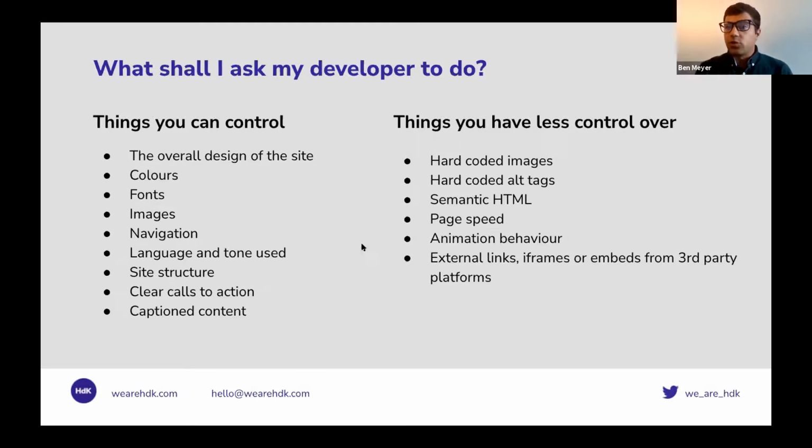So the things you can control are things like the design and look of your site. You might want to check that your colors are compliant with the guidelines, making sure your fonts are easy to read and not too big or too small, making sure the images have captions and are clear of what that image is of, making sure your navigation is clear and easy to follow, making sure your language and tone of voice is consistent and clear. So you can see that list of things on the left.